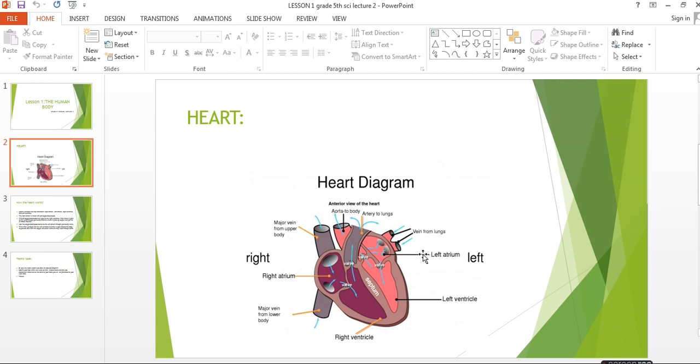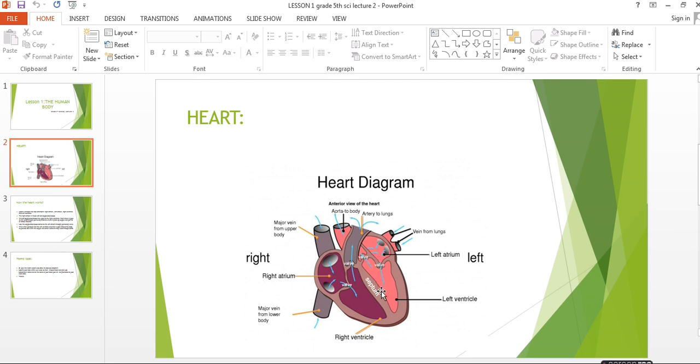Now the oxygenated blood comes back to the heart through veins. These veins are known as pulmonary veins. What are they known as? Pulmonary veins. As I have told you, veins bring blood back to the heart. So the pulmonary veins bring blood back to the heart. Now the blood is rich in oxygen, or you can call it oxygenated blood. It is collected in the left atrium. The left atrium is filled with the oxygenated blood.